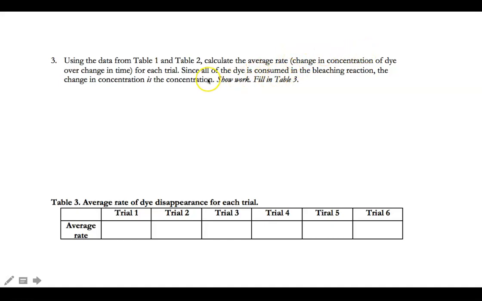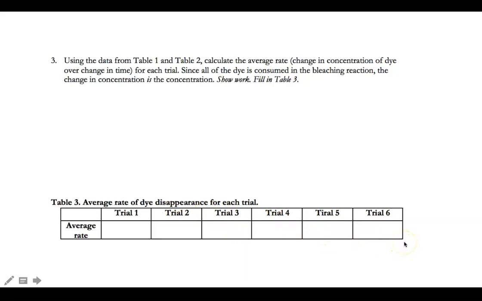So we can say that since all of the dye is consumed in the bleaching reaction, our change in concentration is the total concentration, so that all of the dye is disappearing. So we're going to use that data. We're going to take the concentration of the dye in each of those, and we're going to take the average time that it took for it to become decolored, and we're going to figure out rate by dividing the two, change in concentration over change in time. And then you can fill in this table here of the average rates for each of these trials.